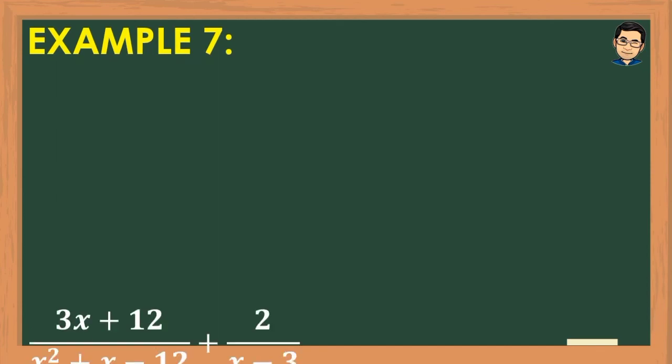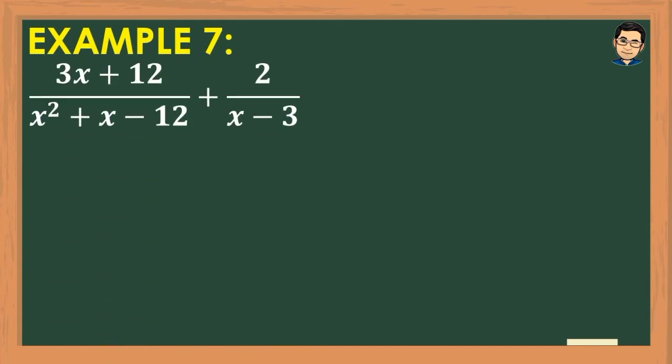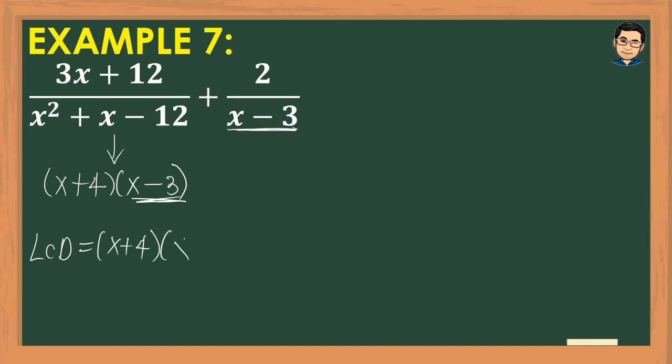Next example, number 7. 3x plus 12 all over x squared plus x minus 12 plus 2 over x minus 3. So yung x squared plus x minus 12 can be factored as x plus 4 times x minus 3 using general quadratic trinomial. Okay, so yung factors ng negative 12 na magbibigay ng sum na 1, yung coefficient ng x, 4 tsaka negative 3. Now, what will be our LCD? So you can see yung x minus 3, meron din po dito sa 2 over x minus 3. So our LCD, x plus 4 times x minus 3 na mismo.